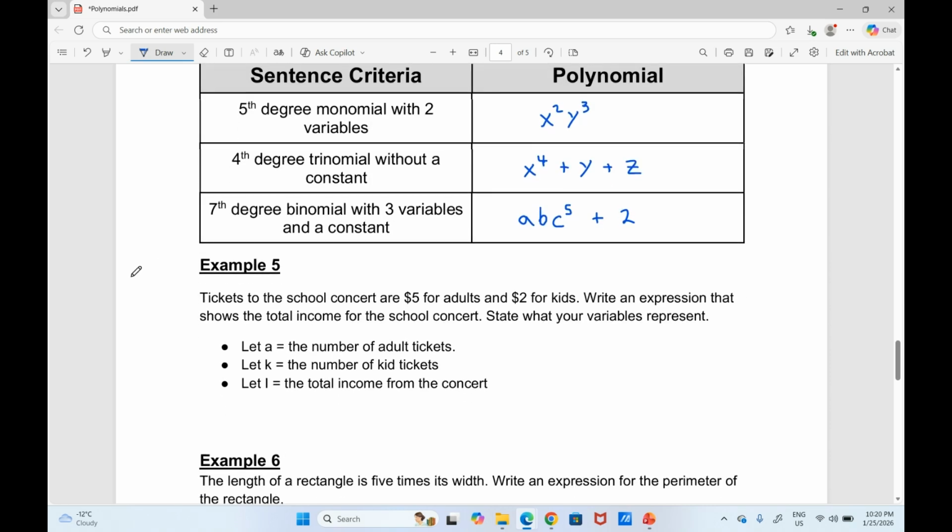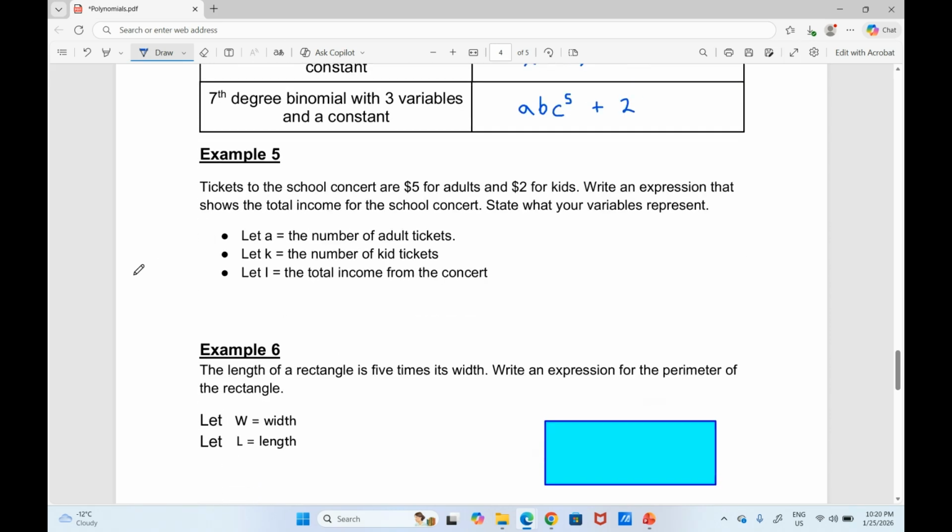Now let's move on to example 5. Example 5 is some word problems where we're going to create some expressions using what we can figure out from the information we're given. So here it says, for example 5, tickets to a school concert are $5 for adults and $2 for kids. Write an expression that shows the total income for the school concert. State what variables represent what.